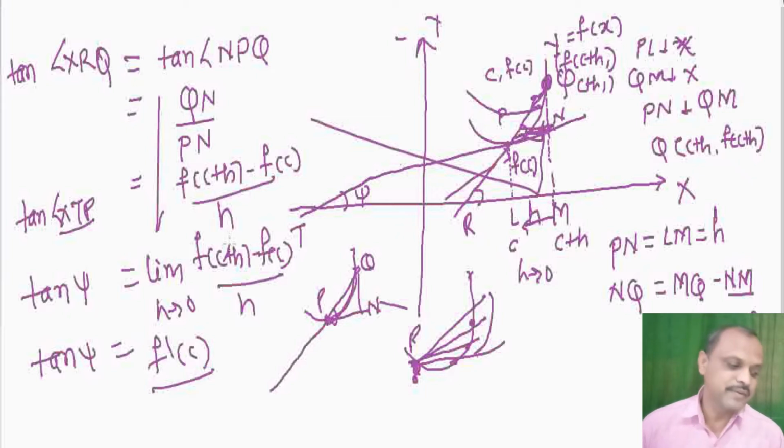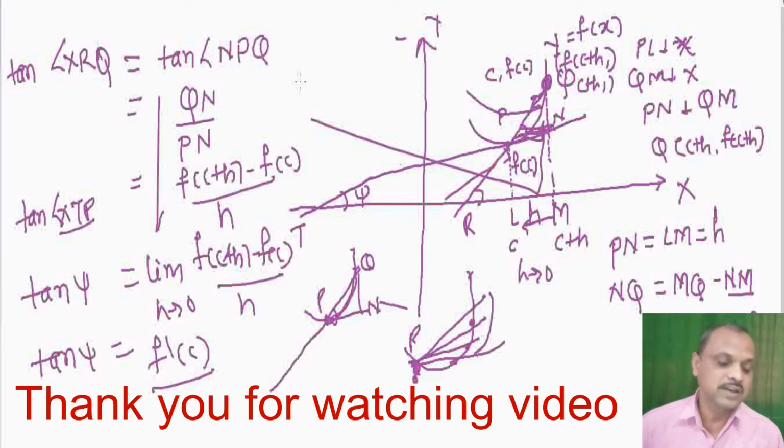So this derivative shows that f dash of c is the tangent of the angle which the tangent line to the curve y equal to f of x at the point P makes with the x axis. So friend, I hope you get the idea that the tangent at a particular point is nothing but a derivative.